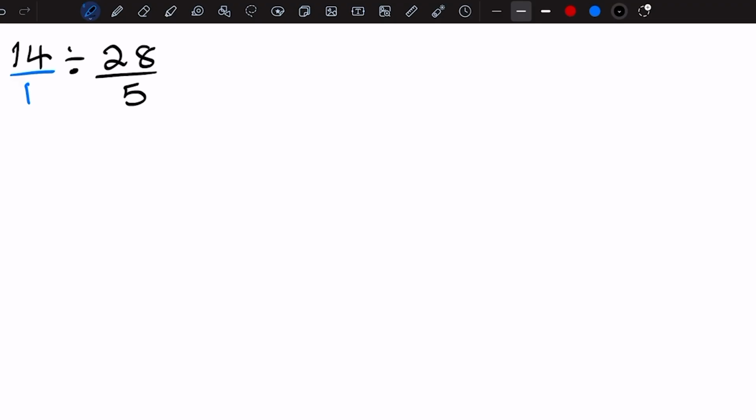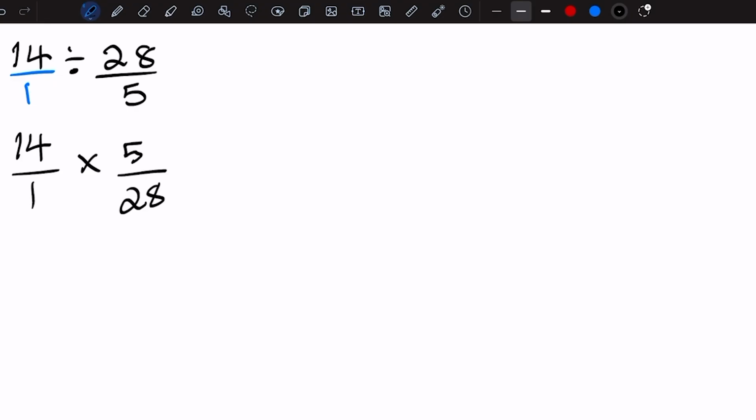The steps remain the same now because we have 2 complete fractions. So we have 14 over 1, change the division sign to multiplication. Then what we do? Find the reciprocal. So 5 over 28. That is us right there. Then we just do our normal multiplication now.